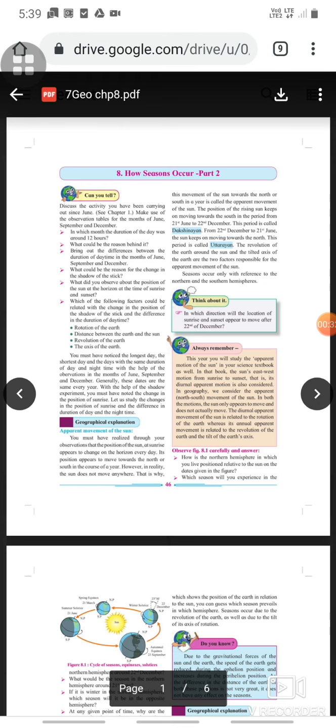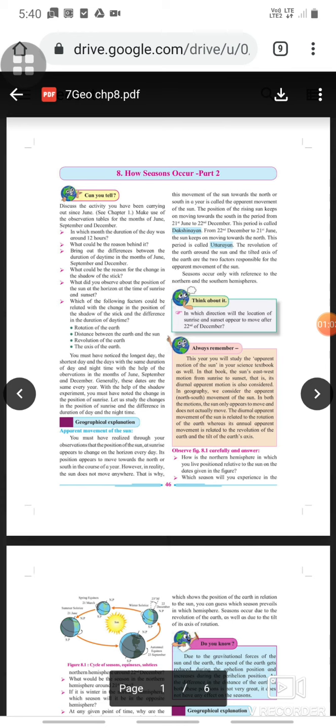Can you tell, by discussing the activity you have been carrying out in the first chapter, where you made use of the observation tables for the months of June, September and December? If you remember, we had some table and we marked something in that related to the seasons and timings. So let's start. In which month was the duration of the day around 12 hours? What could be the reason behind it? Bring out the differences between the duration of the daytime in the month of June, September and December.